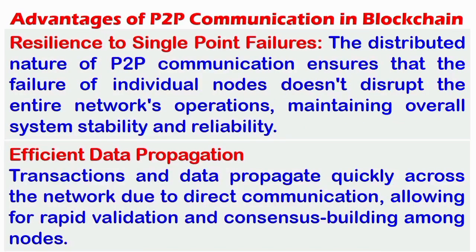Efficient data propagation. Transactions and data propagate quickly across the network due to direct communication, allowing for rapid validation and consensus building among nodes. That is, P2P speeds up data flow by directly communicating transactions across nodes. This quick exchange helps nodes validate and reach consensus faster. Okay?